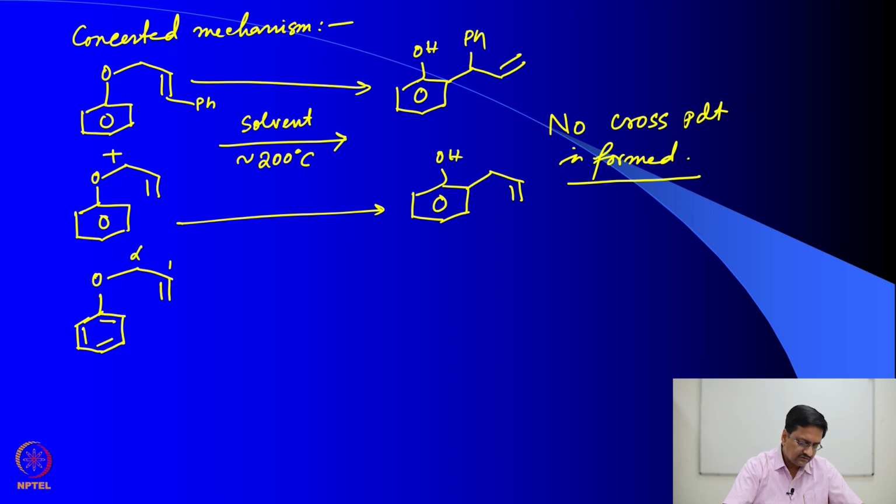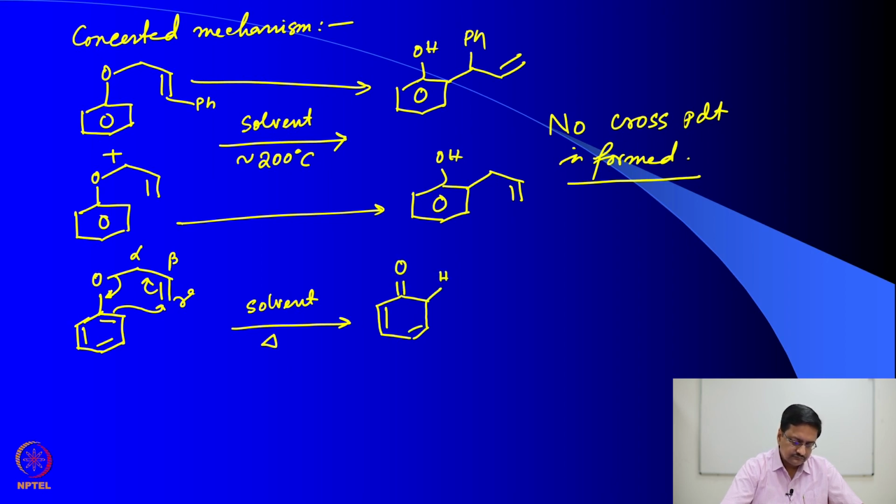So, one can think of writing the reaction mechanism like this. So, this is the alpha carbon, this is beta, that is gamma. When we heat in a solvent, the bond formation takes place from there, this bond moves here and that forms a double bond. So, what we end up getting is this reaction intermediate, which then further rearranges to give you the final product.